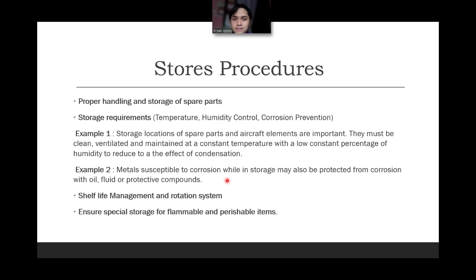Okay, in storage, use shelf life management and a rotation system, and ensure special storage for flammable and perishable items. The shelf life must always be monitored. And next, ensure that there is special storage for flammable and perishable materials.